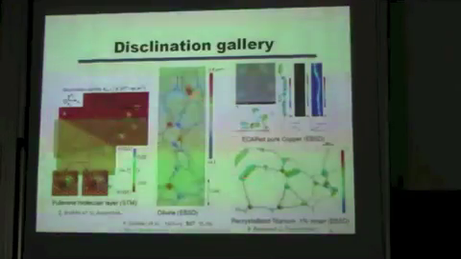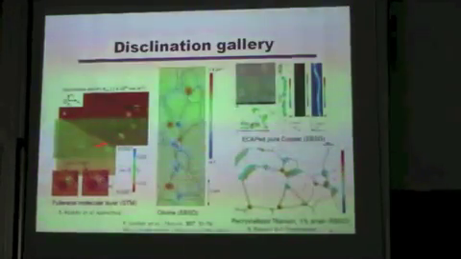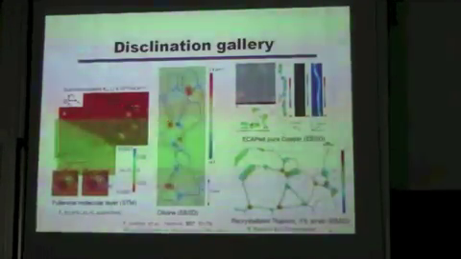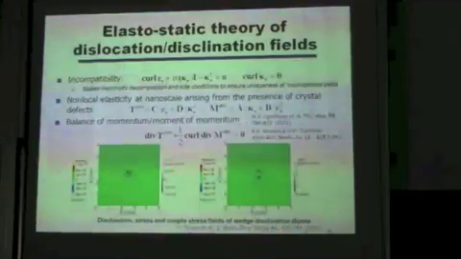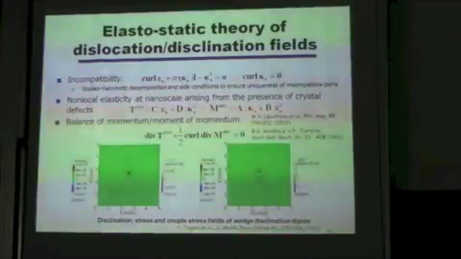Okay, so these disclinations and these ones are not the same because they are not at the same scale. So we will be mainly concerned with these ones which are at this scale here. Okay, so first the elastostatic theory of dislocation and disclination fields. There is a summary of all these equations.